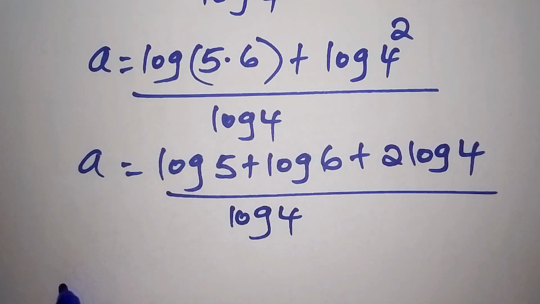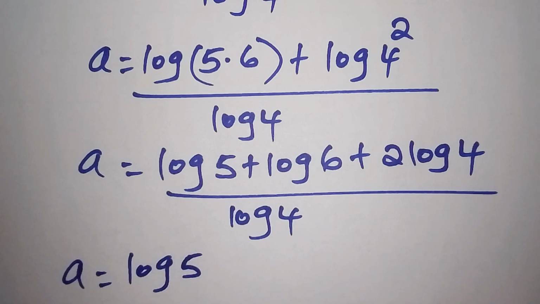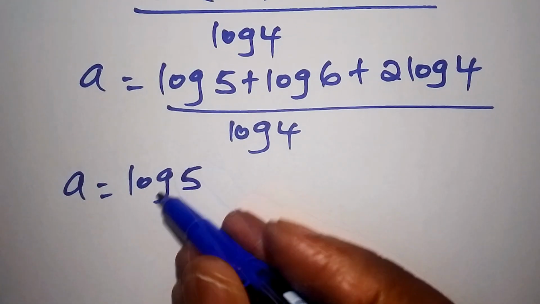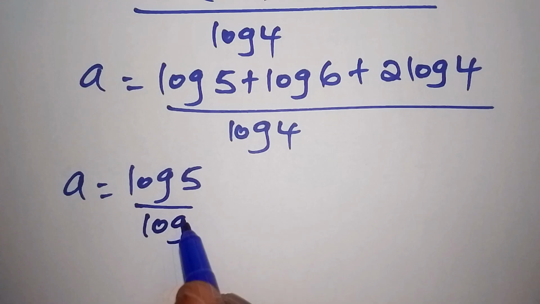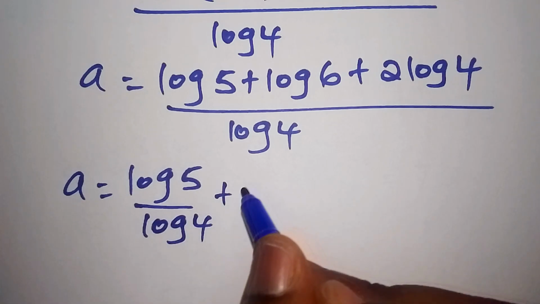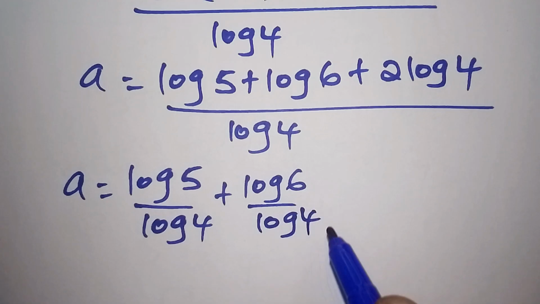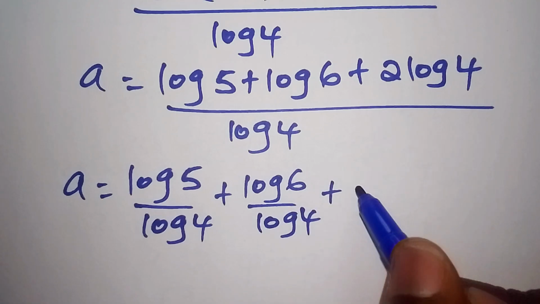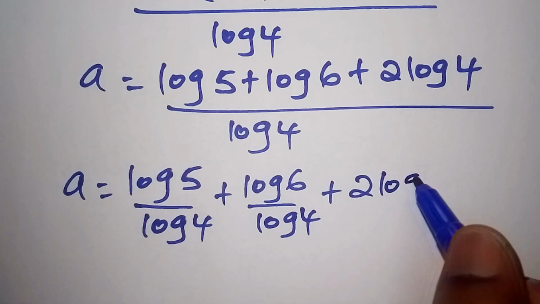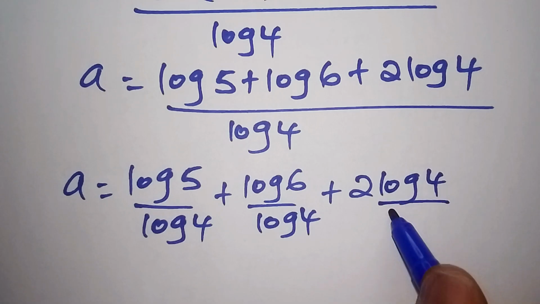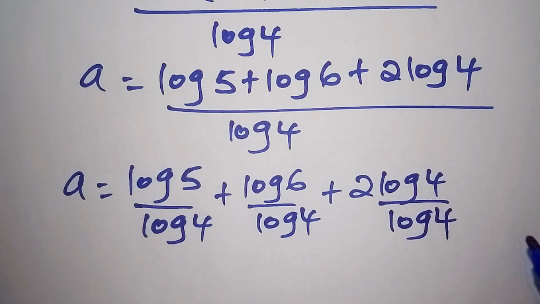So now a is equal to log 5 all over the log of 4, plus log 6 all over the log of 4, plus 2 times the log of 4 all over the log of 4.